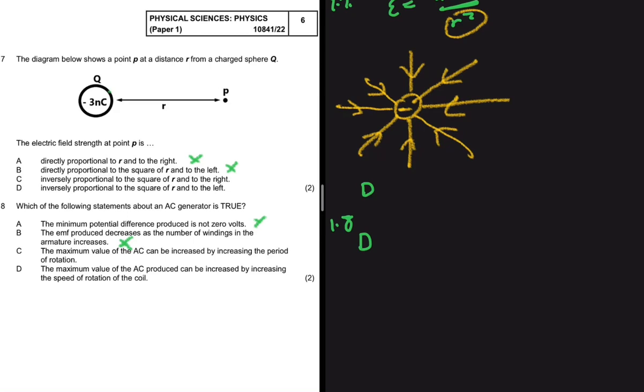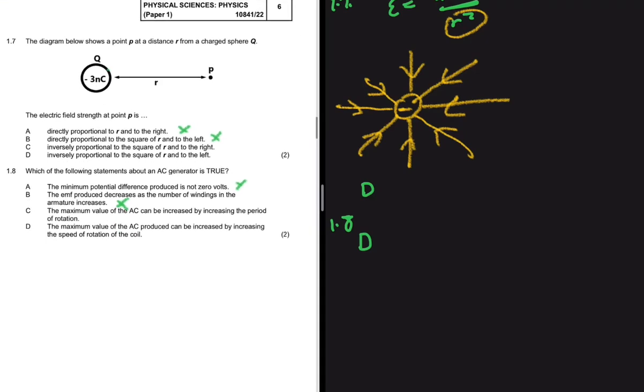It also makes sense. The maximum value of the AC produced can be increased by increasing the speed of rotation of the coil. So 1.8 is our correct answer.